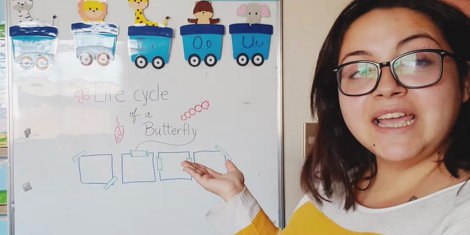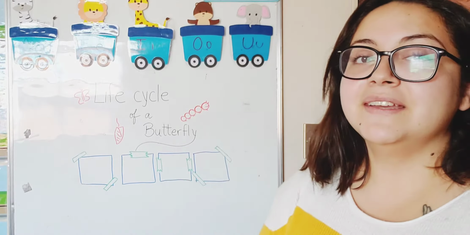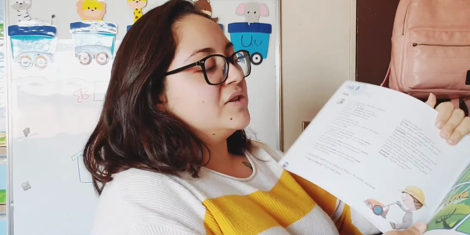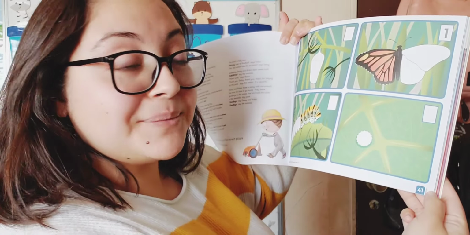So we usually have science experiments on Tuesday nights, but today, since we are studying now and then, we are going to be studying the life cycle of a butterfly. For this activity, we are going to use our book. Remember the book that we have? Mouse and Me? Yes? So we are going to be working with page 41.